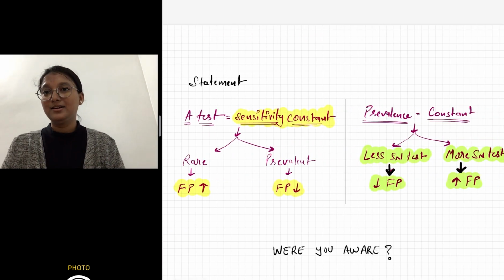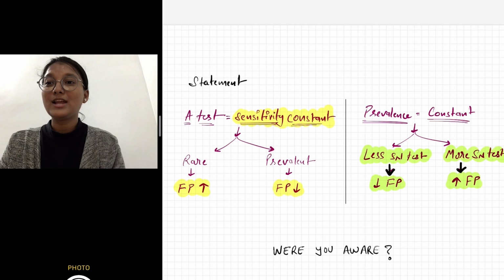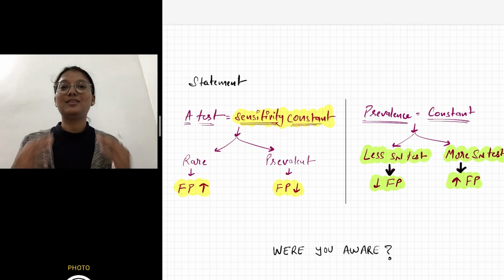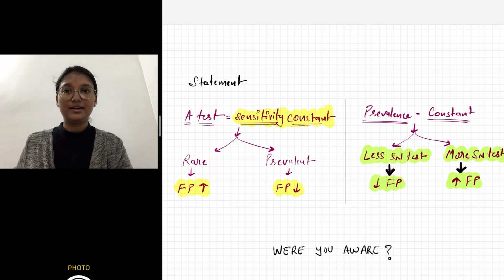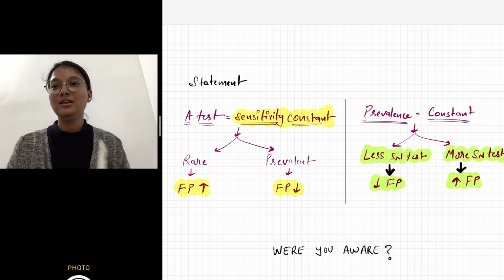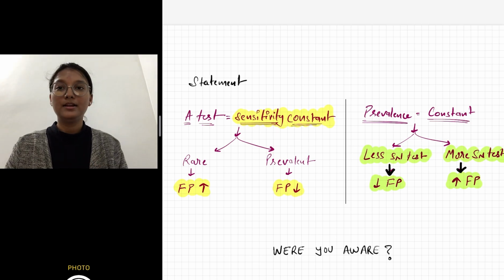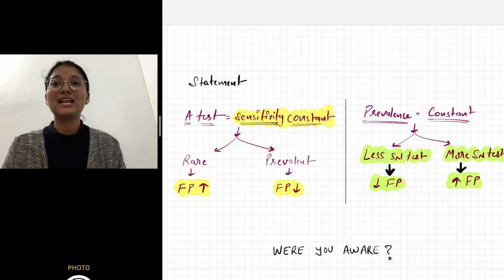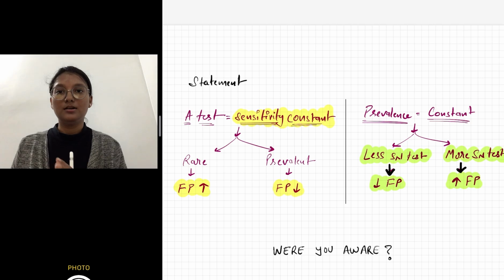Now another thing, you have to be very careful while reading the statements in PSM specifically. You can have more or less false positivity even with a constant sensitivity test, depending upon the prevalence, whether they are talking about diseases in a rare prevalent area or in a more prevalent area. But when the prevalence is constant, you again can have less or more false positivity, but this time the sensitivity of two different tests differs. So these are the statements which you have to be aware of.